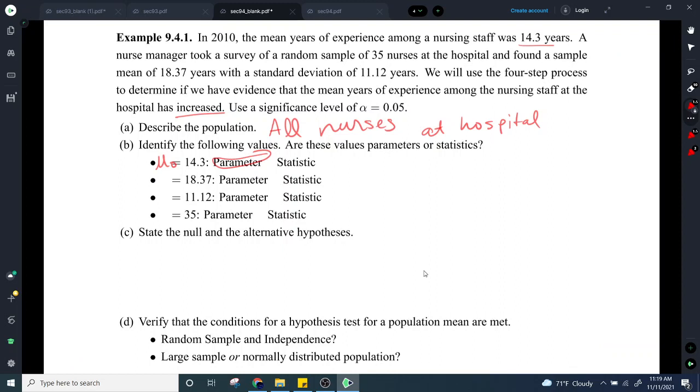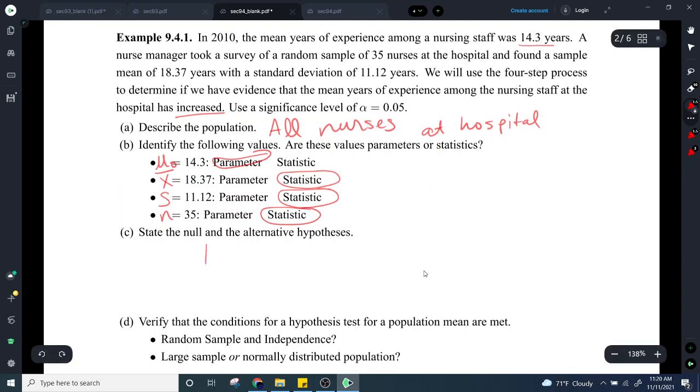18.37 was our sample mean, so that's going to be X bar, and that's a statistic. And 11.12 was our sample standard deviation, so that's S, and that's a statistic as well. N is 35, that's our sample size, that's a statistic as well. So our null and our alternative hypothesis.